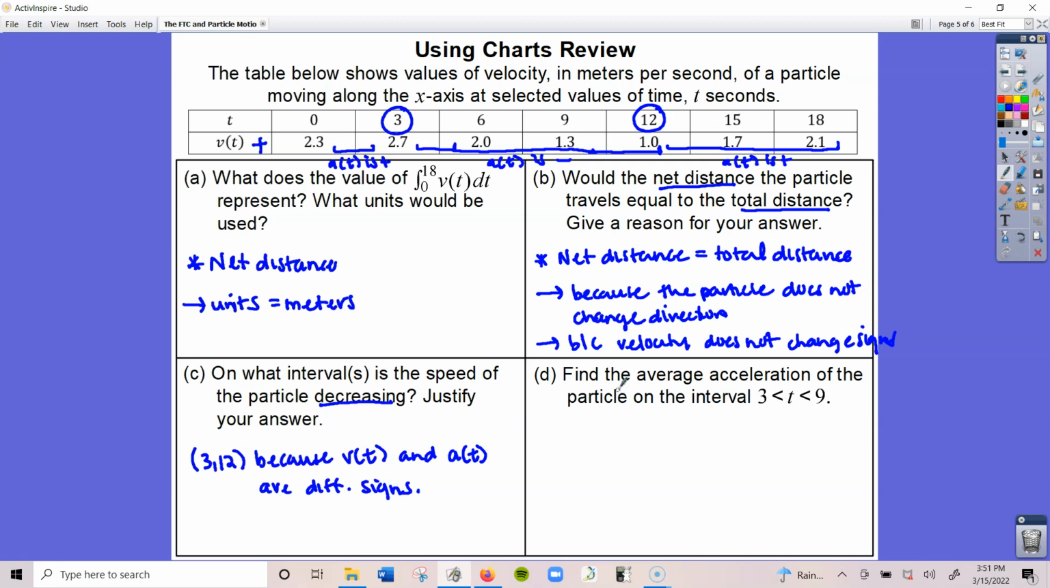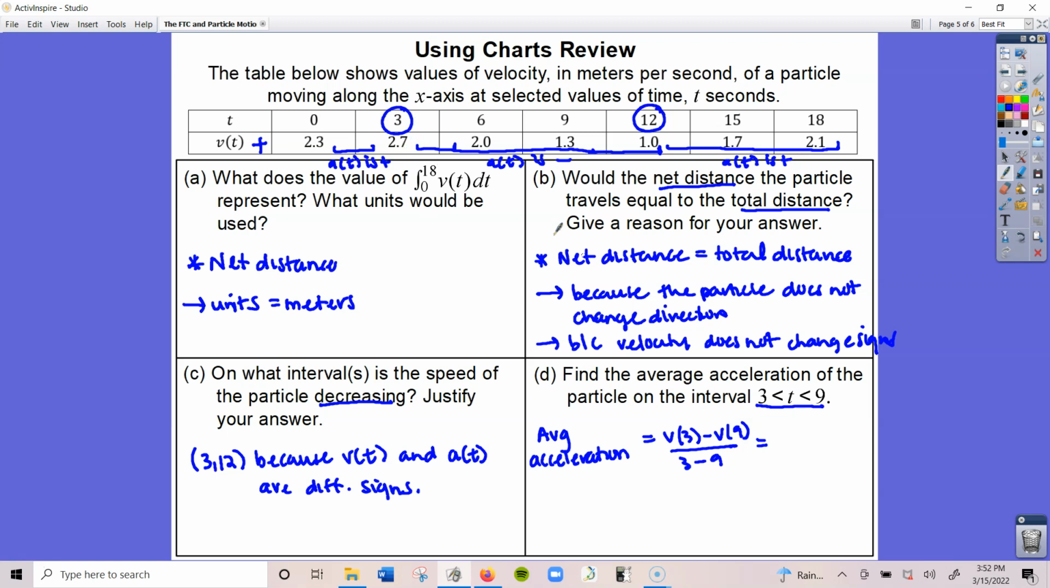For this last question, find the average acceleration of the particle on the interval 3 to 9. So average acceleration is the slope of your secant line of the velocity. Since you're given these two numbers, we're going to use those two as my values of t. So we're going to do v of 3 minus v of 9 over 3 minus 9.